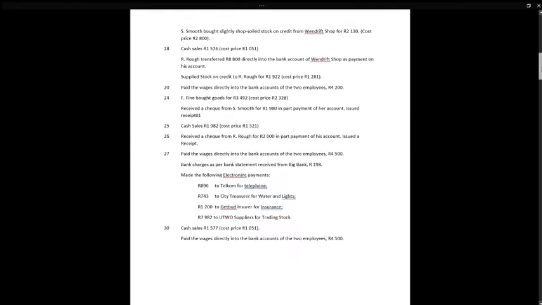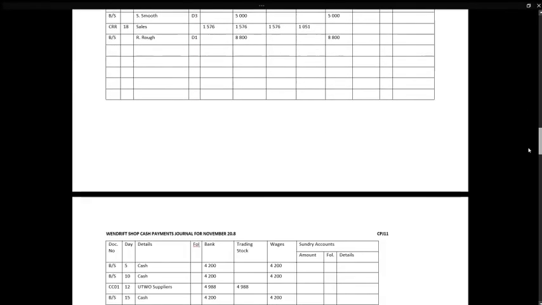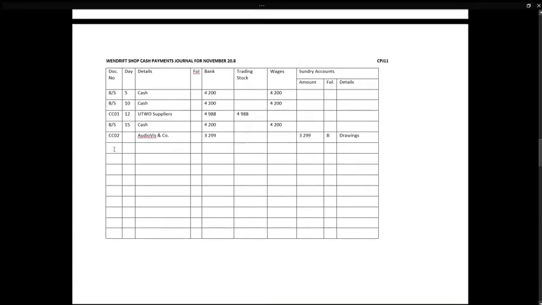Right, so the next transaction took place on the 20th. Paid the wages directly into the bank accounts of the 2 employees. They're receiving money again, they must be working hard. Right, so cash payment journal. Directly into their bank accounts means my source document must be bank statement. The date is the 20th. My details, remember, will be cash because I don't have the names of the employees. The amount that will be deducted from my bank account was 4,200, reason being wages.